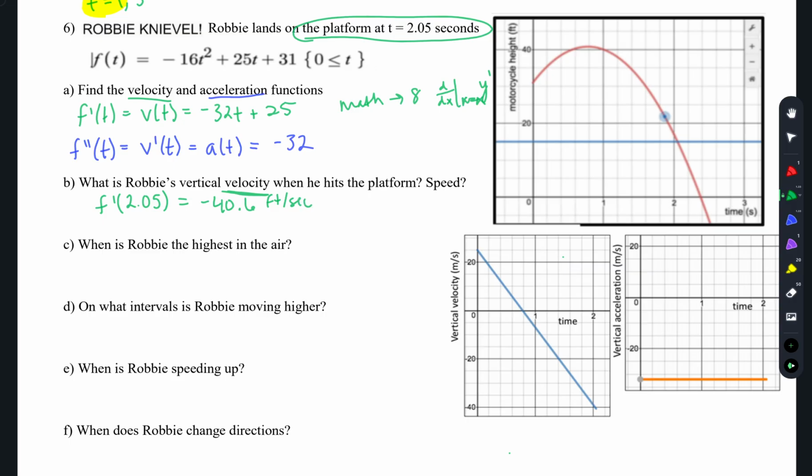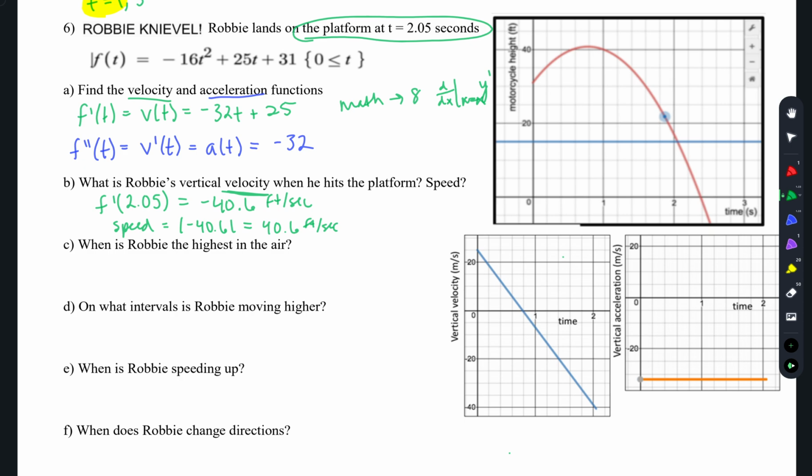And then the speed of that is the absolute value. Velocity has direction because he's going down, but the speed is positive because you don't talk about speed as being negative, because it's weird. Okay?